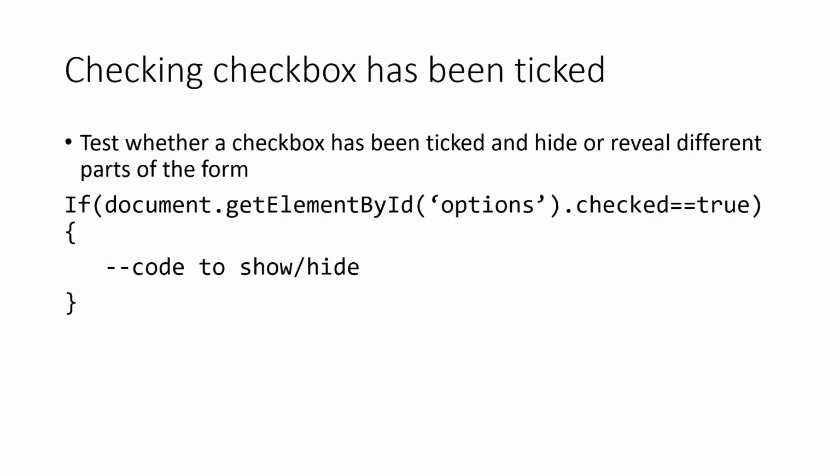Okay, so likewise, checking a checkbox. We can check whether the checkbox has been clicked and hide or reveal different parts. For example, here, if document.getElementById of the option, and then you can say checked, it should be true. If that is the case, then you can display something. For example, depending on whether you are male or female, you can provide more options, right? So likewise, you can show different items in the form based on user input, right? So that's possible.